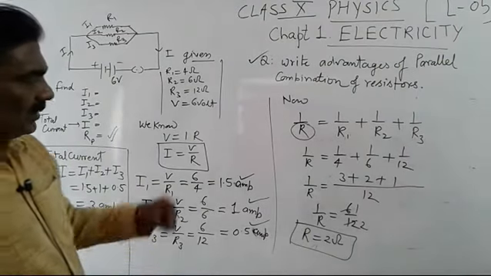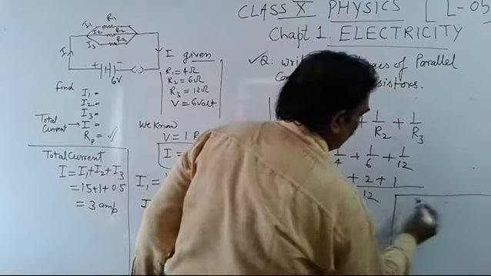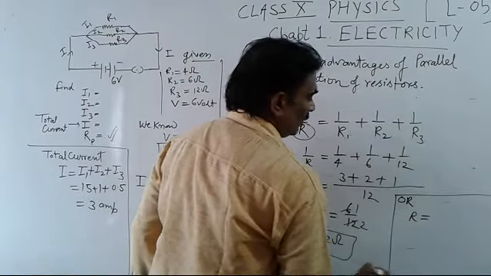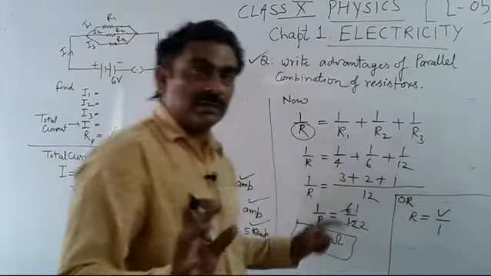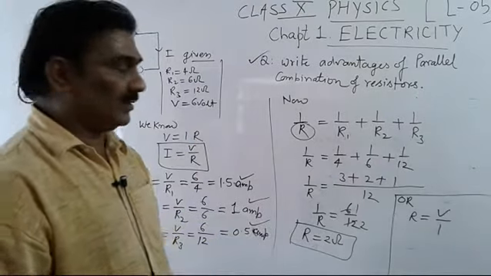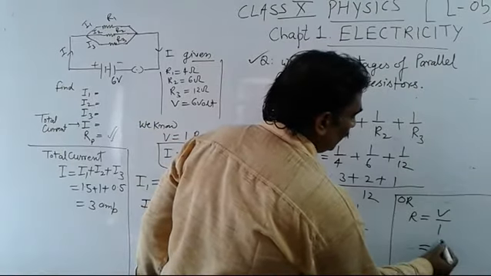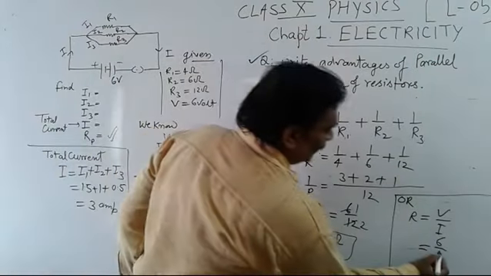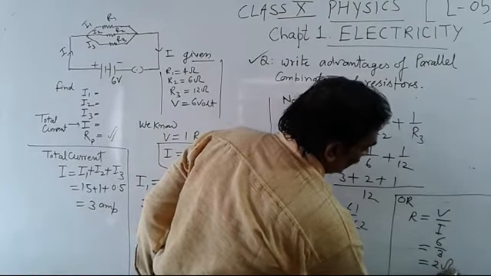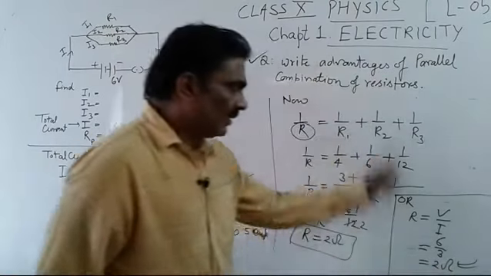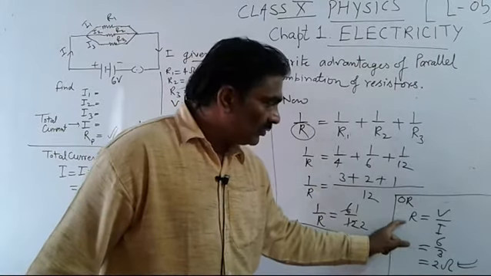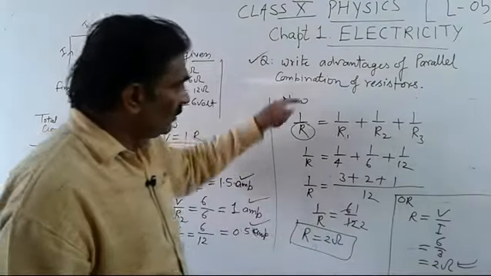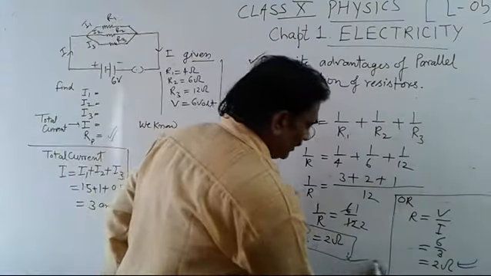Students, you can also find it directly: R is equal to V upon I. This is also a formula to find total resistance directly. Here we know total voltage is 6 volt and total I is 3 ampere. So when we divide by 3 we get 2 ohm. So this is the other way to find it if voltage and current are given; we will use this formula directly to find total equivalent resistance. Otherwise we will use the other formula. You know the answer will remain the same.